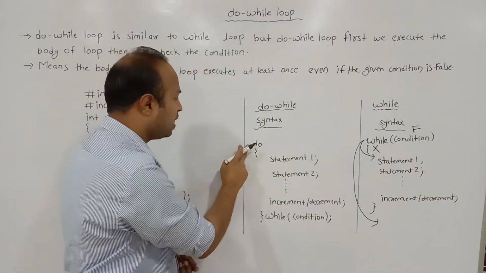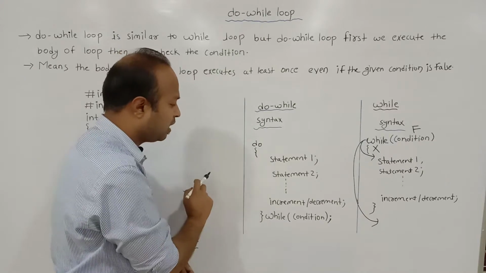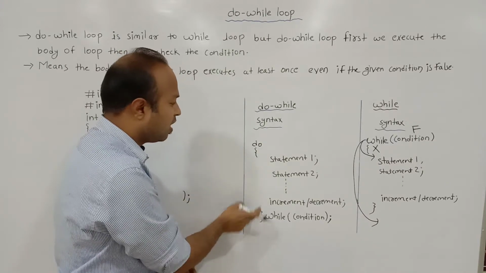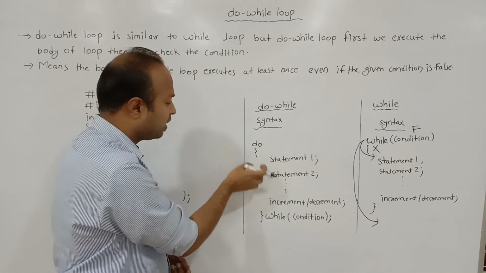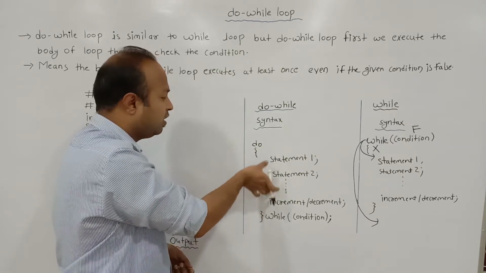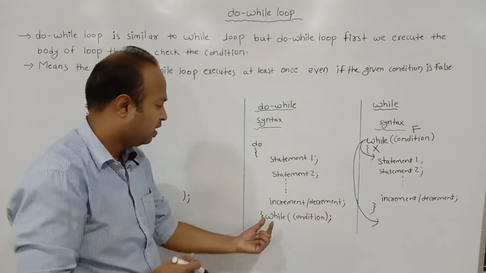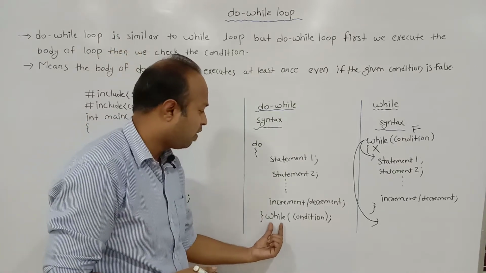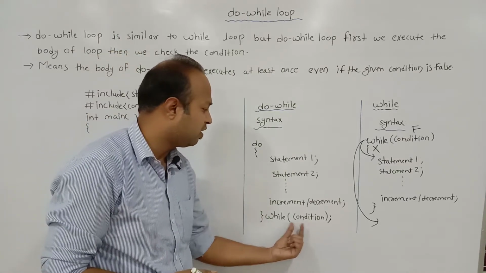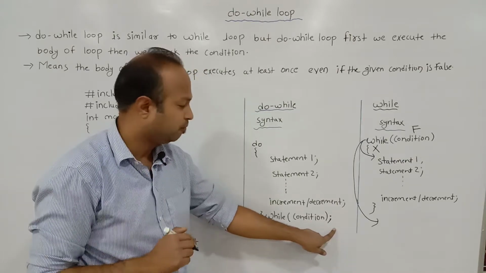But here we can see the syntax of the do while loop. First of all we will write do, then an opening curly bracket and then a closing curly bracket. Within the curly brackets we will write the statements. It is the body of the do while loop. And here we will write while and then the condition in round brackets, then a semicolon.